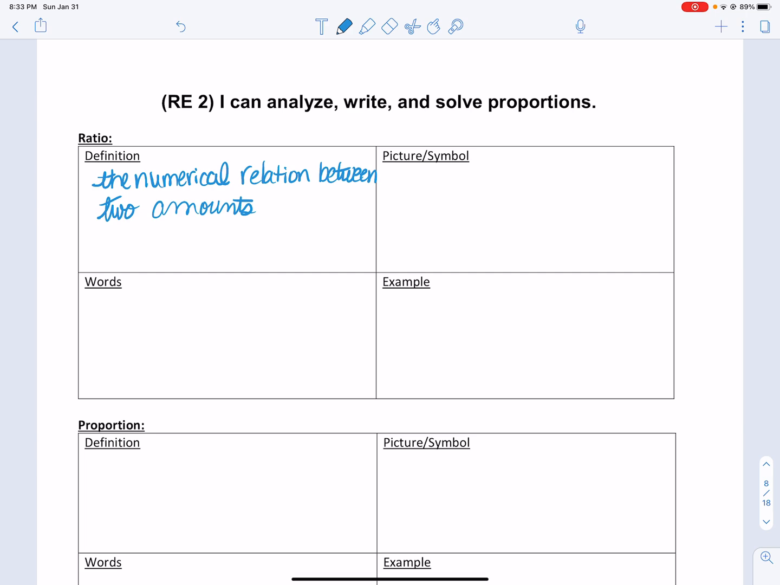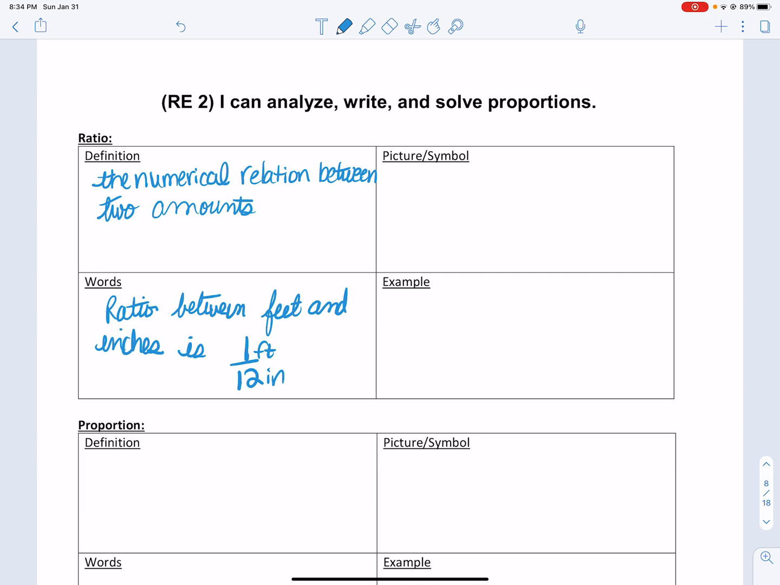Okay. So it's how much something compares to another, and we're going to look at this. So in words, I would say the ratio between feet and inches is 1 to 12. Okay, because that's 1 foot to 12 inches. Okay, and we'll look at an example of that here in a second.